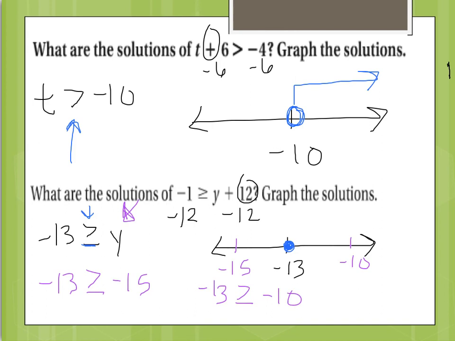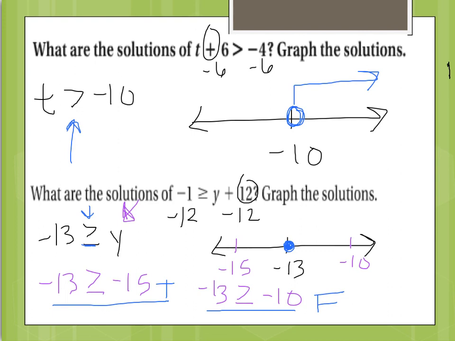And then I had to think about this for a second. So is negative 13 greater than negative 15? So I'm dealing with negative numbers, so even though 15 is larger, negative 15 is smaller, so that's true. So I'm going to test my other one. Is negative 13 greater than or equal to negative 10? So again, I'm dealing with negative numbers, so I have to think opposite. So no, that's not true.